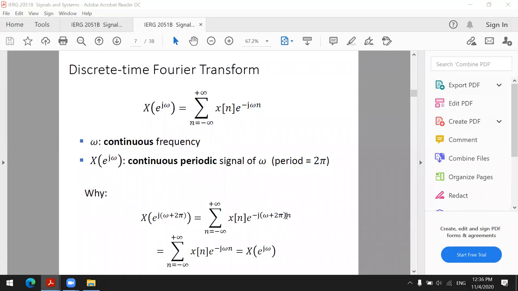So exponential minus j omega plus 2 pi n is the same complex number as exponential minus j omega n. So we can change the last term to exponential minus j omega n, which gives us the original X of exponential j omega. Therefore, from the beginning and end, we can see that the capital X is a signal with period 2 pi. Actually, you can show this is also the fundamental period, which I skip here.